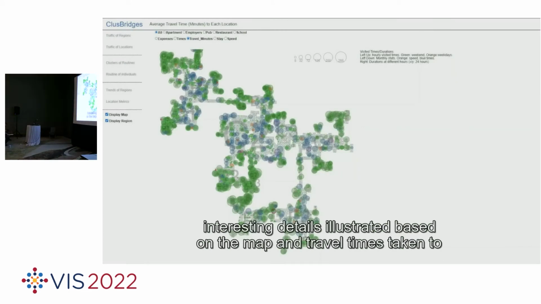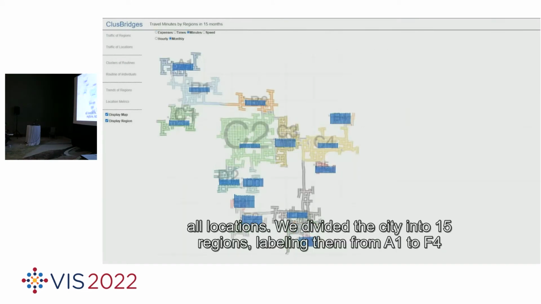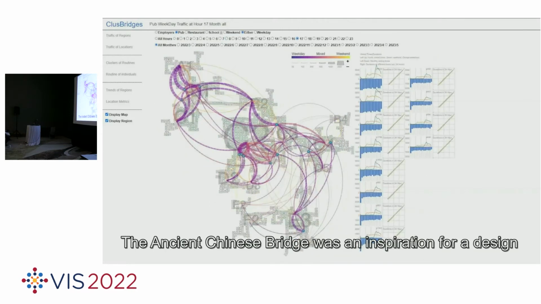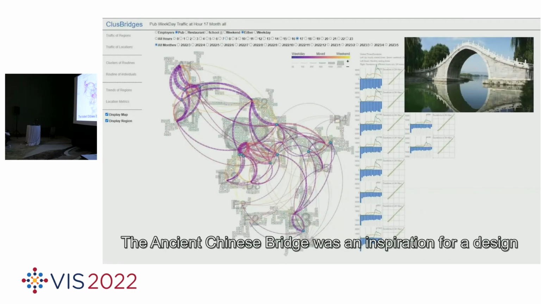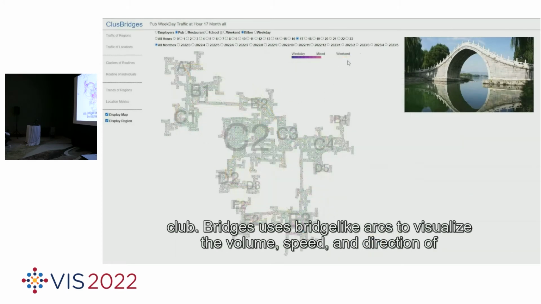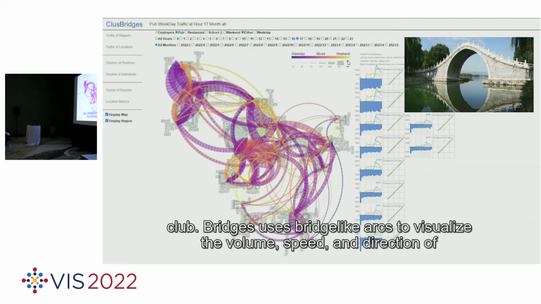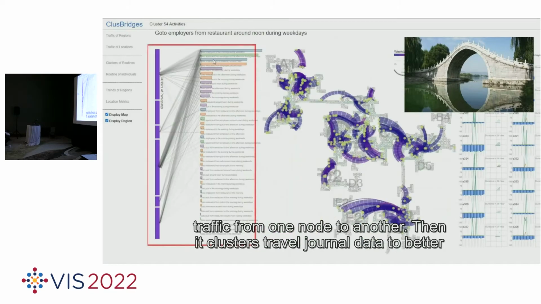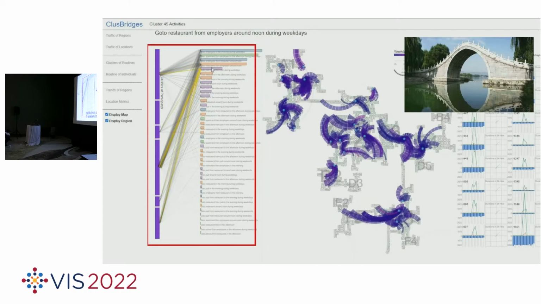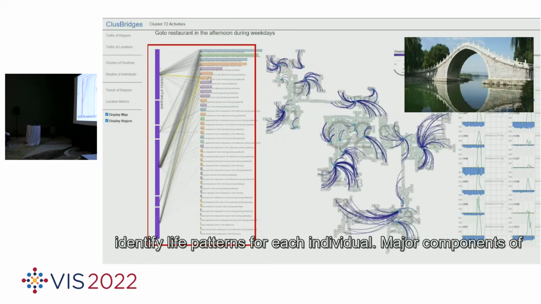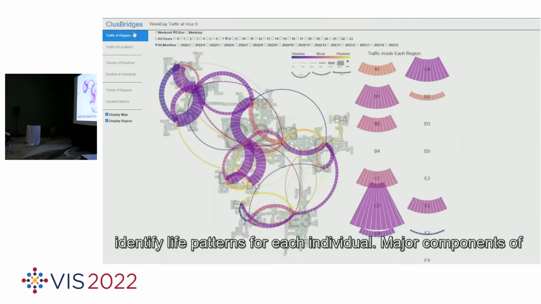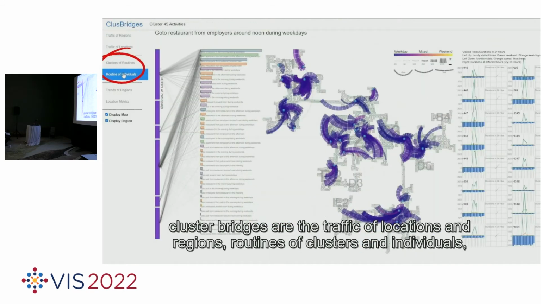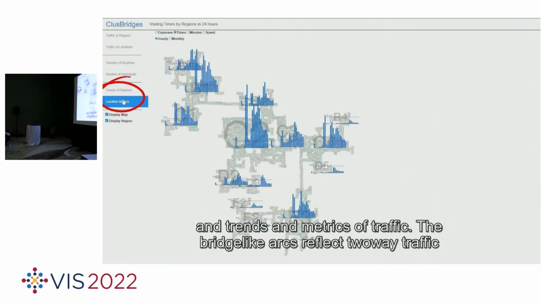Based on the map and travel times taken to all locations, we divided the city into 15 regions, labeling them from A1 to F4. The ancient Chinese bridge was an inspiration for our design. ClusBridges uses bridge-like arcs to visualize the volume, speed, and direction of traffic from one node to another. Then, it clusters travel journal data to better identify life patterns for each individual. Major components of ClusBridges are the traffic of locations and regions, routines of clusters and individuals, and trends and metrics of traffic.